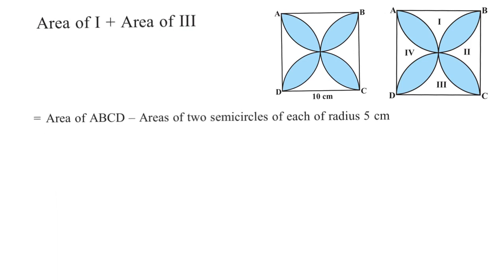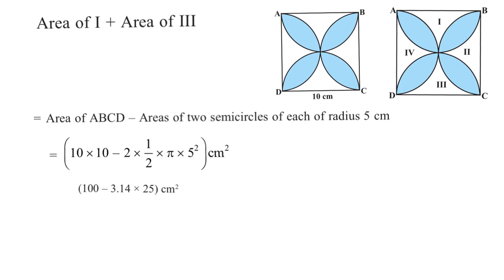It is the area of the square ABCD minus the area of the 2 semicircles, each of radius 5 centimeter. So, area of the square is 10 times 10 minus area of two semicircles. Since it's a semicircle, it is going to be half pi r squared, and we have two semicircles. And now we simplify. So, when we simplify, we get 100 minus 3.14 times 25. Simplify that and you get the areas of the regions 1 and 3 as 21.5 centimeter square. The areas of the regions 4 and 2 will also be the same, 21.5.